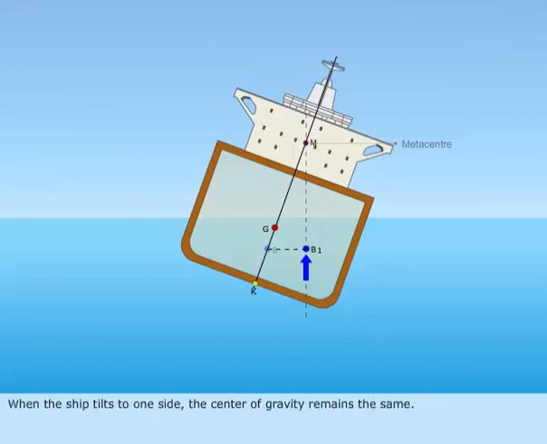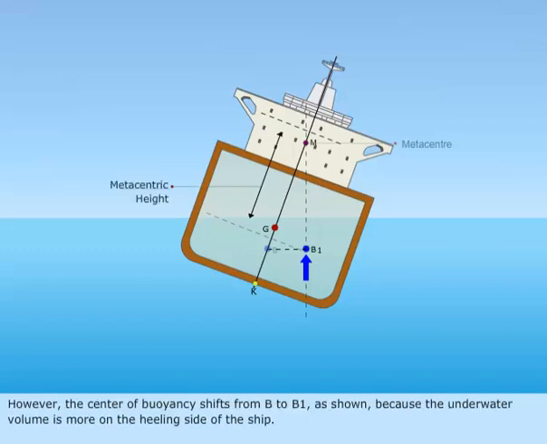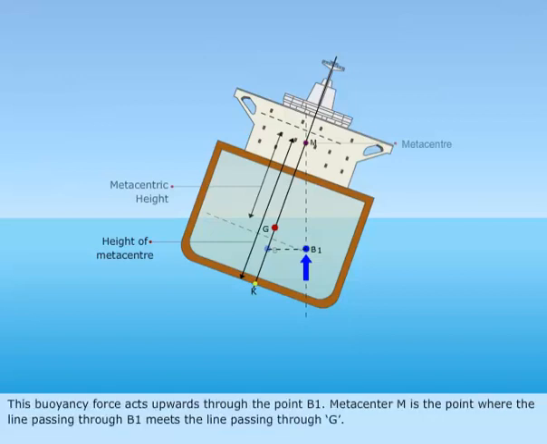When the ship tilts to one side, the center of gravity remains the same. However, the center of buoyancy shifts from B to B1, as shown, because the underwater volume is more on the heeling side of the ship. This buoyancy force acts upwards through the point B1. Metacenter M is the point where the line passing through B1 meets the line passing through G.